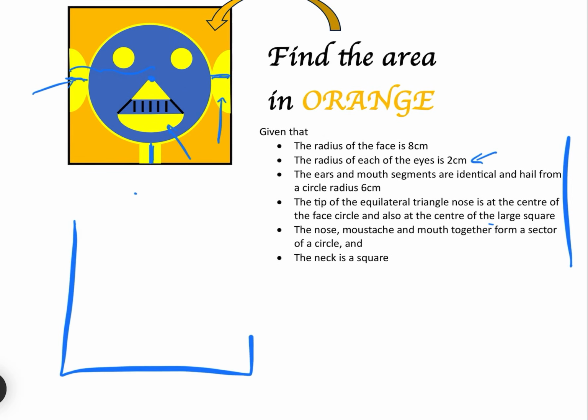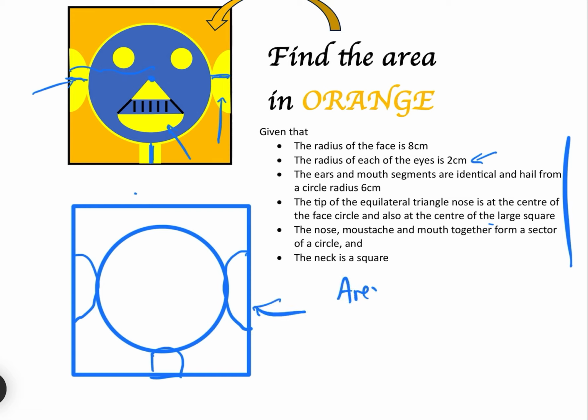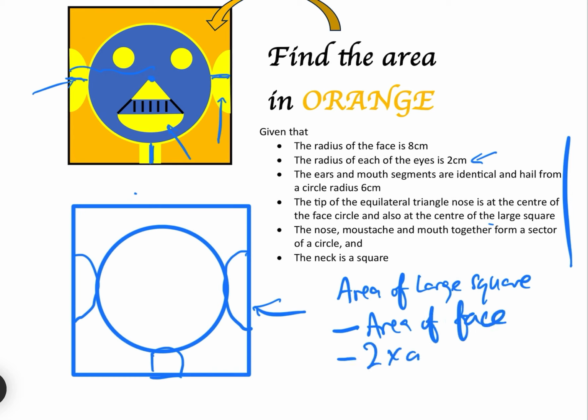Well, let's just draw this square like this, and let's draw the face, and we'll draw the ear here, and we'll draw the ear here, and we'll draw the neck here. The way to find the orange area is the area of the large square. So let's just write this down. Area of the square, large square, take away the area of the face, take away 2 times the area of an ear, take away the area of the neck. This is the neck, these are the ears, and this is the face.